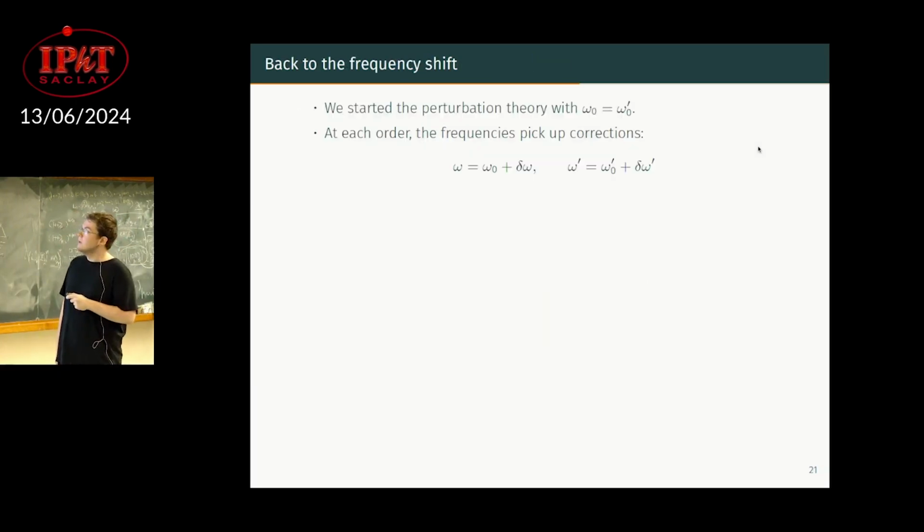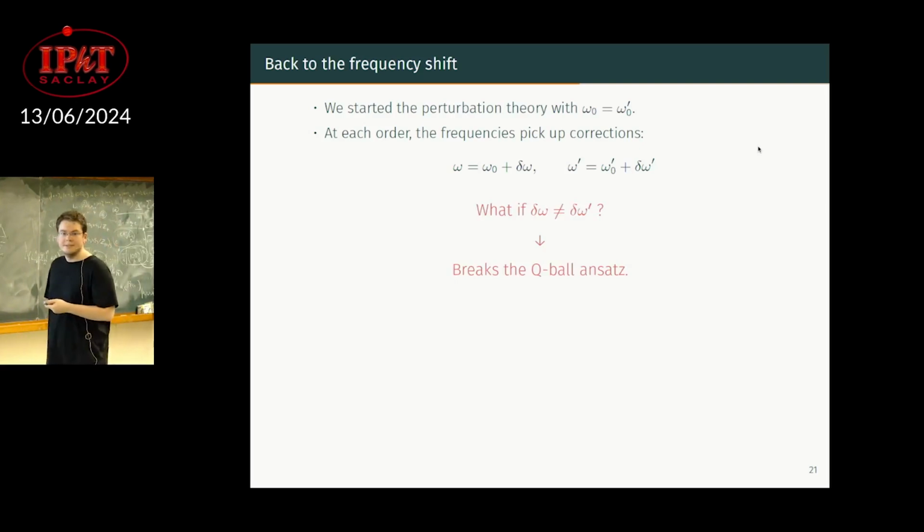In the time-independent solutions, what we've done is that we first started at zeroth order by fixing the frequencies of the two scalars, with omega equals omega prime signifying that the frequency of the lambda scalar is twice the frequency of the nu scalar. And then we've computed the corrections to these frequencies at each order, and we have the first order corrections. But a priori, there's absolutely no reason why the correction to the frequency omega should be the same as the correction to omega prime. And in fact, if delta omega is not delta omega prime, we would break the Q-ball ansatz. And that means that the solution cannot be described using a time-independent ansatz.